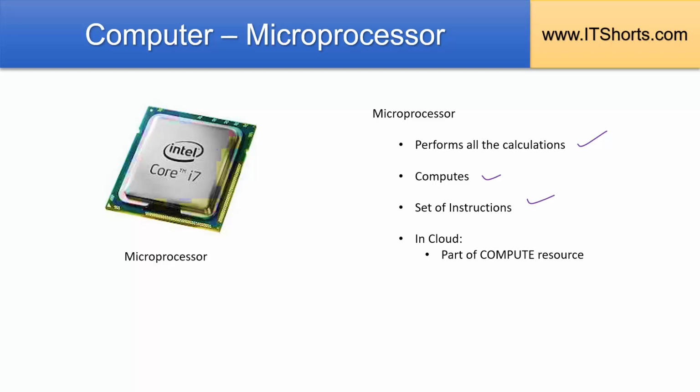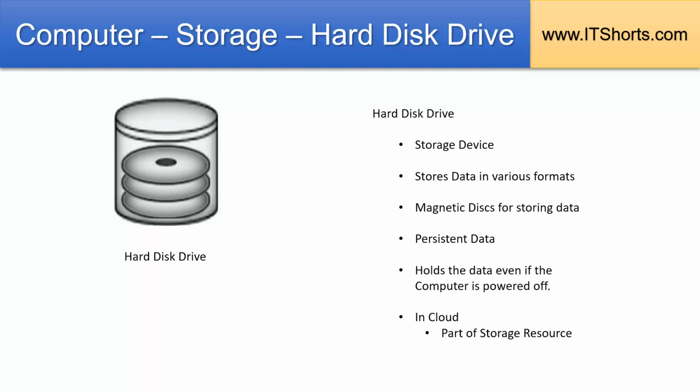Now a question. From where do those set of instructions come? Mostly they come from programs stored in the hard disk drives. What's a hard disk drive? It's basically a storage device used to store data. The data can be in various formats. It can be a program file or a video file, database, etc.